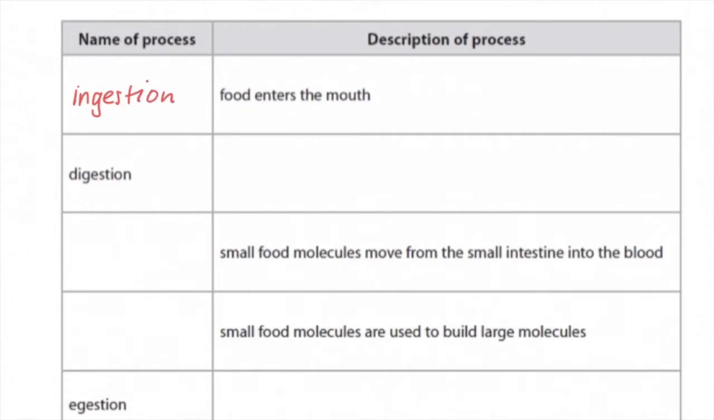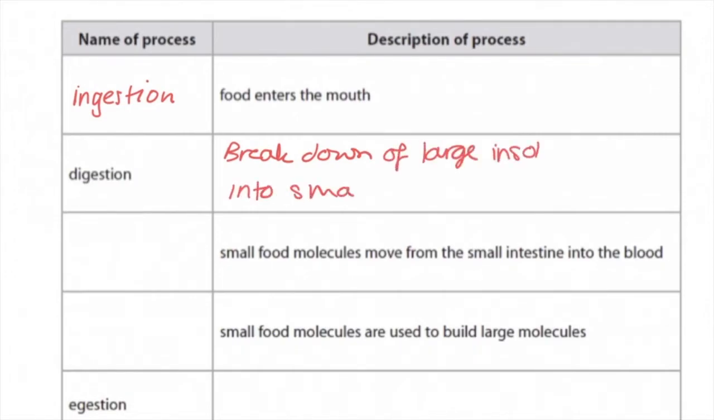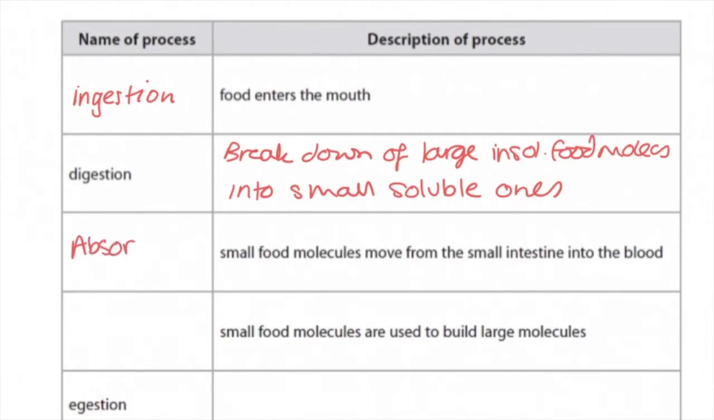The first row is therefore ingestion. The definition of digestion is the breakdown of large insoluble food molecules into small soluble ones. Here it is important to mention both the size and the solubility. Then we have absorption, as this is when the small food molecules move from the small intestine into the blood.